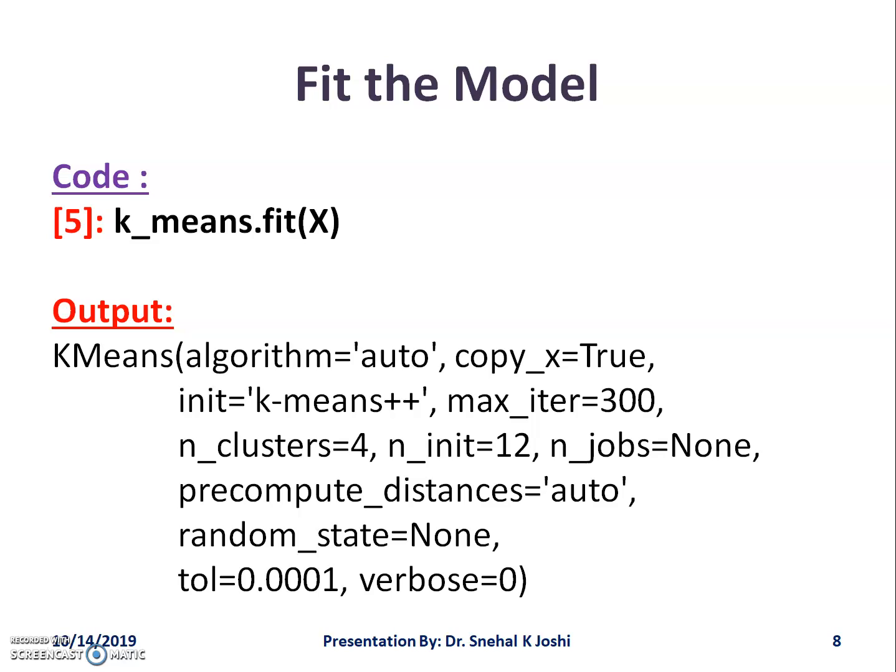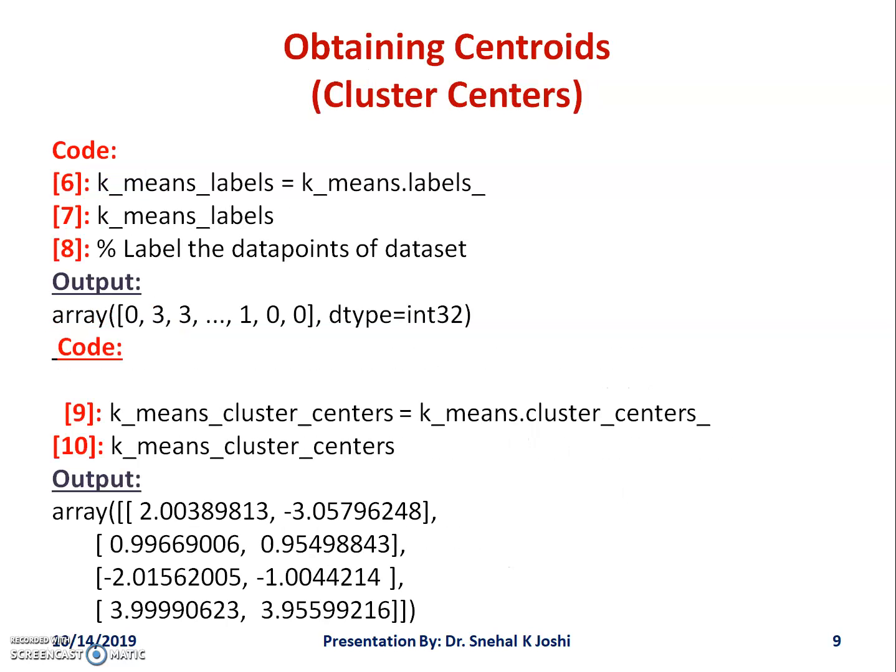The output obtained as a result of fitting the model can be seen here. Number of clusters is 4 and maximum iteration has the default value of 300. In previous steps, we fit the model passing the feature set X. Next step is to obtain the labels for each point in the model. This we will obtain using the k-means attribute.